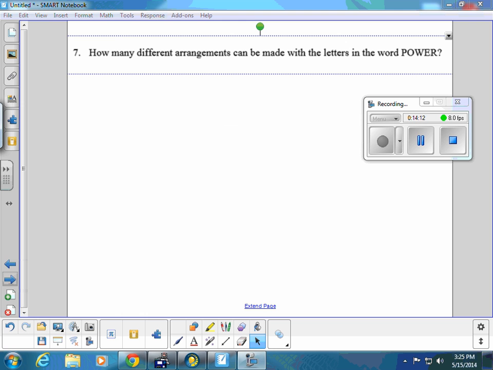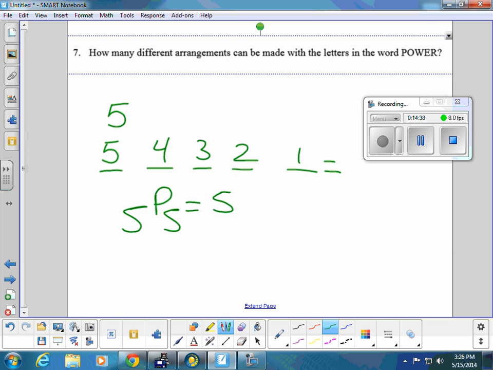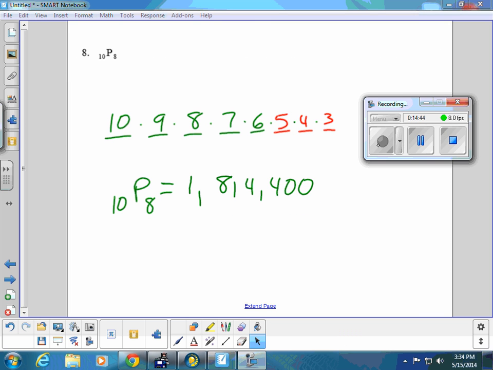Okay, how many different arrangements can be made with the letters in the word power? This is so easy. Okay, so power has 5 letters in it. And we're arranging those 5 letters in a row. So there's 5 choices for the first letter, 4, 3, 2, 1. So this is basically 5p5, which is 5 factorial. So this is just 10p8. You can do it on your calculator, and you get 1,814,400.